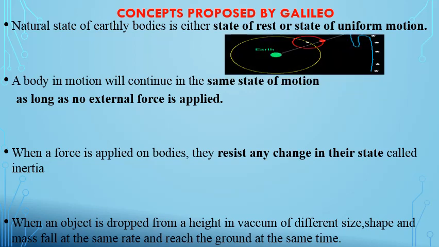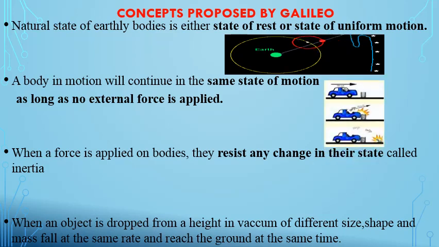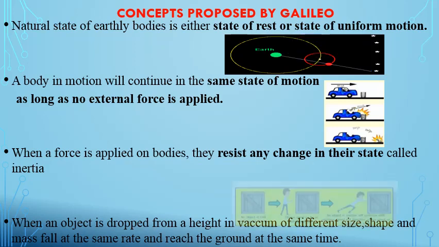If we see the first concept's example, Earth revolves around the sun. The sun is at rest, and Earth revolves in uniform motion. In the second picture, the car is continuously moving. If we give an external force, the driver will be thrown out in the forward direction. If we are not giving any external force, it keeps moving continuously.